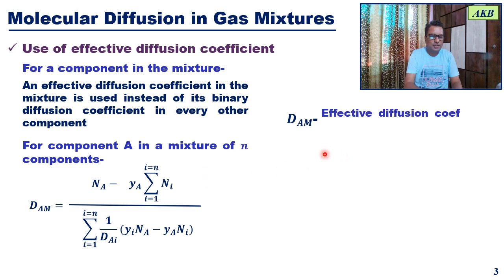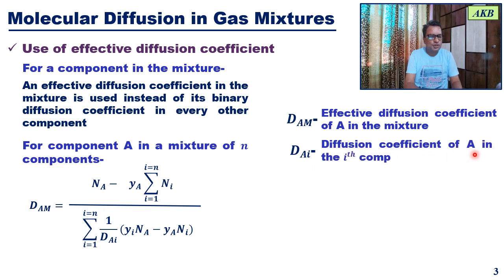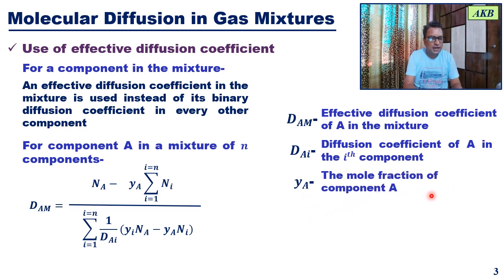What are the terms involved in the equation? DAM is the effective diffusion coefficient of A in the mixture. DAi is the diffusion coefficient of component A in the ith component, where i goes from 1 to n and does not include A. So if there are 4 components, i will stand for B, C, and D. Are you understanding it? Here we have used the binary diffusion coefficient: DAi is the binary diffusion coefficient of A in the ith component. YA is the mole fraction of component A in the mixture.